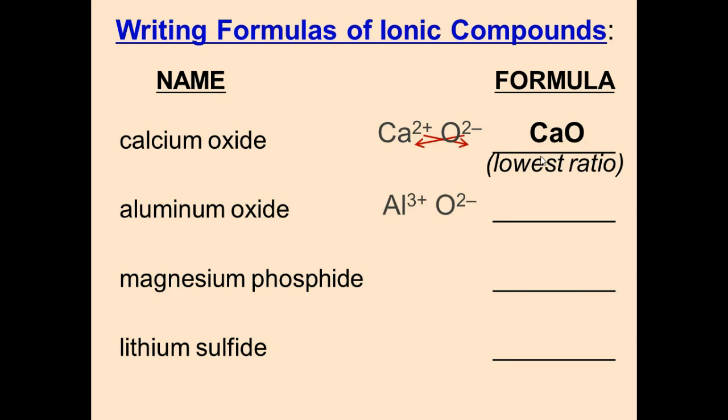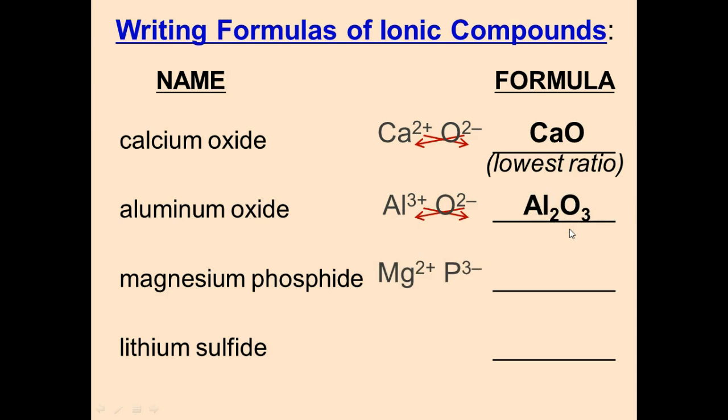And so aluminum oxide, aluminum and oxygen. Aluminum has a charge of 3 plus because it's in column 3A. Oxygen is in 6A, so it has a charge of negative 2. Crisscross, and then we just write the numbers. And this is in simplest form because there's nothing that goes into both 2 and 3 besides 1.